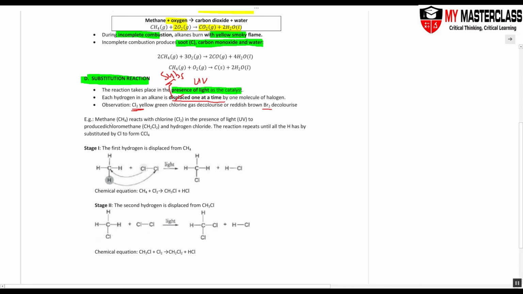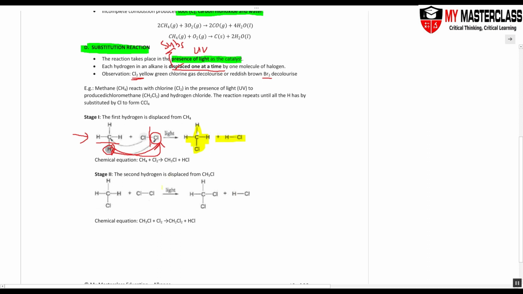Okay, so for example, I have methane reacting with chlorine. In this stage 1 reaction, the covalent bond in your chlorine will break, and one of the CH bonds will break as well. When it breaks, your chlorine gets substituted for the H. So you will get a chloroalkane and HCl as your products. It is important to know that substitution will take place one at a time.